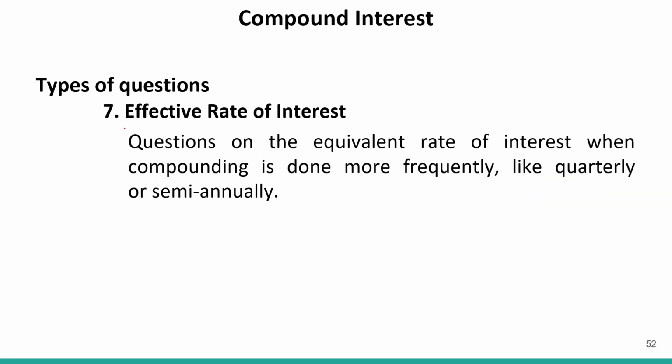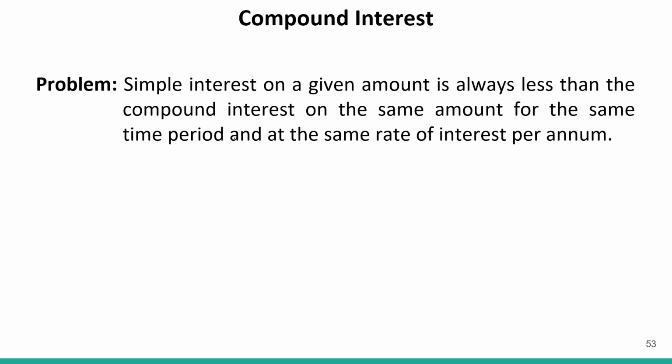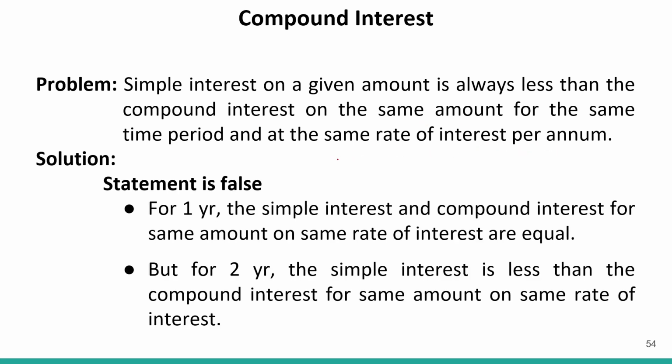580 rupees. So let's see the seventh kind of question, that is effective rate of interest. So questions on the equivalent rate of interest when compounding is done more frequently, like quarterly or semi-annually. So simple interest on a given amount is always less than the compound interest on the same amount for the same time period and at the same rate of interest per annum. So let's see whether this statement is true or false. Actually false. So for 1 year, the simple interest and compound interest for the same amount on the same interest rate are equal actually. Okay, because SI is equal to what? PRT by 100, right?